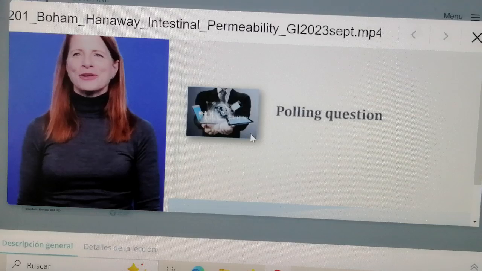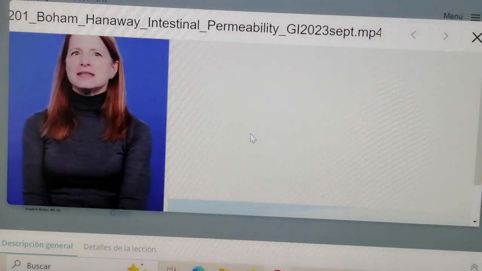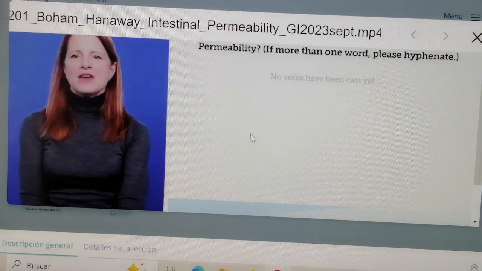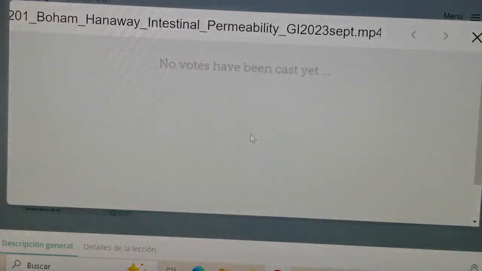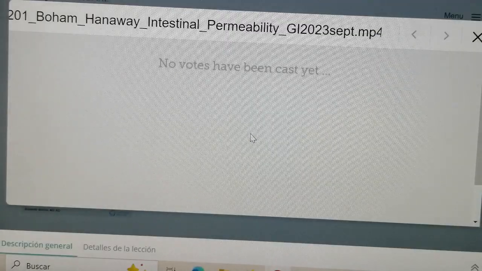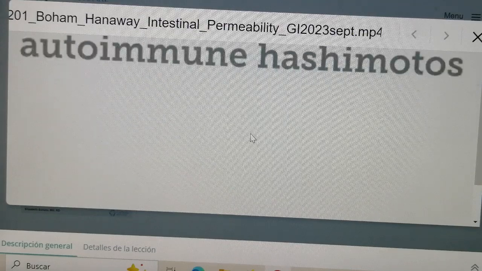We've got another polling question. Guys, get ready. Here we go. Name a systemic disease that you would associate with increased intestinal permeability. And remember, if it's more than one word, please hyphenate, because then it will make sense when it comes through. Okay, so think about a systemic disease. So you've got this local increased intestinal permeability. What can it cause systemically in the body?